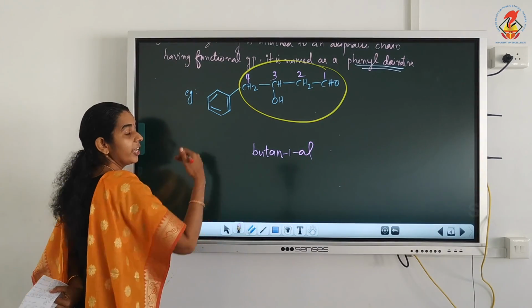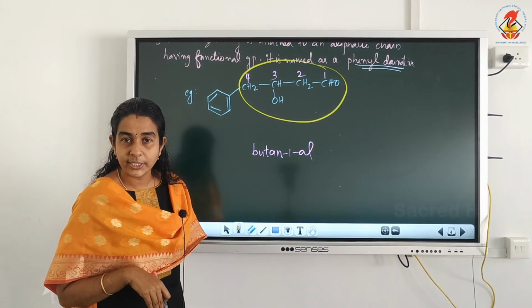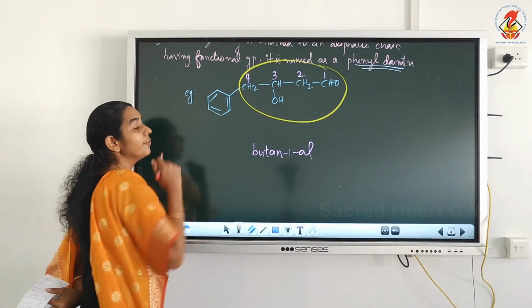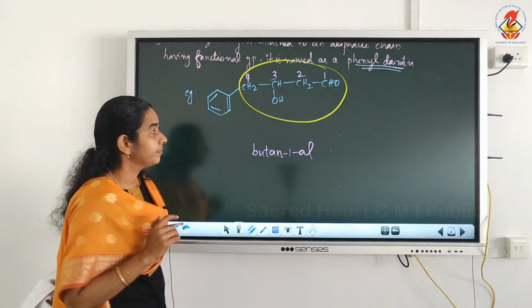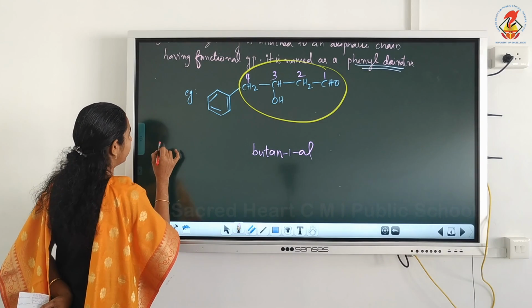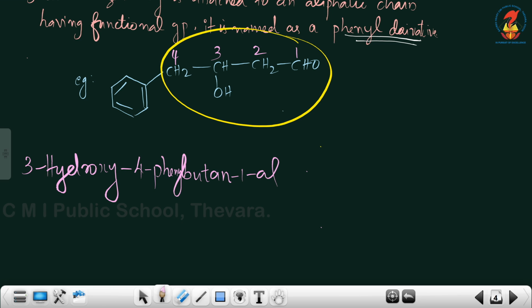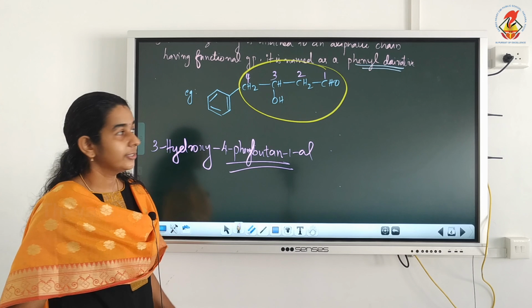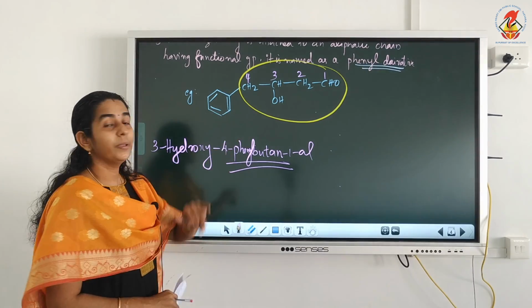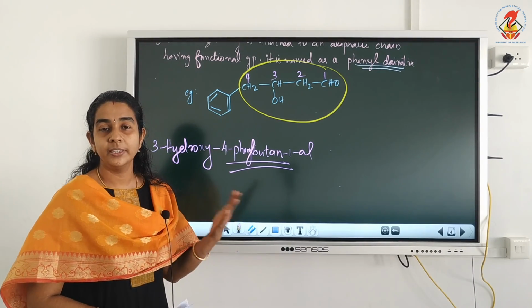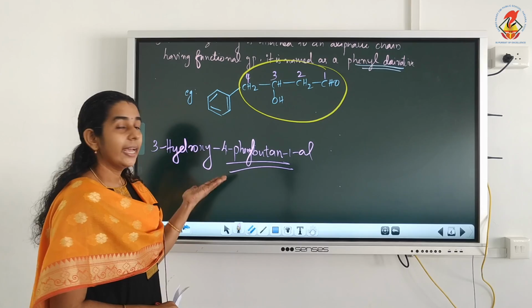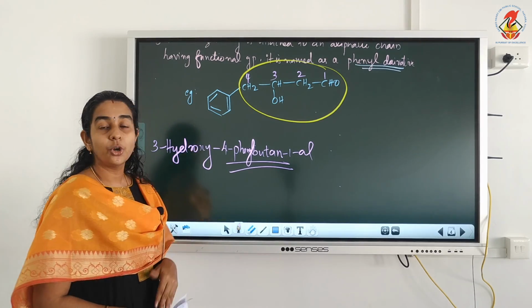The prefix for OH is hydroxy. So hydroxy and phenyl, which will come first? Yes, hydroxy. So the name is 3-hydroxy-4-phenylbutan-1-al, or butanal. So here the compound became a phenyl derivative, and the benzene ring became what? A branch or substituent.